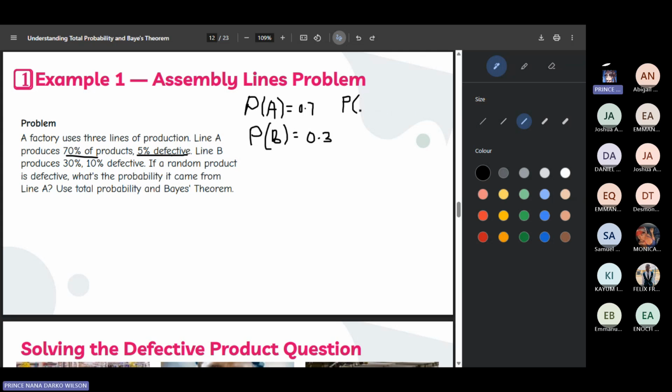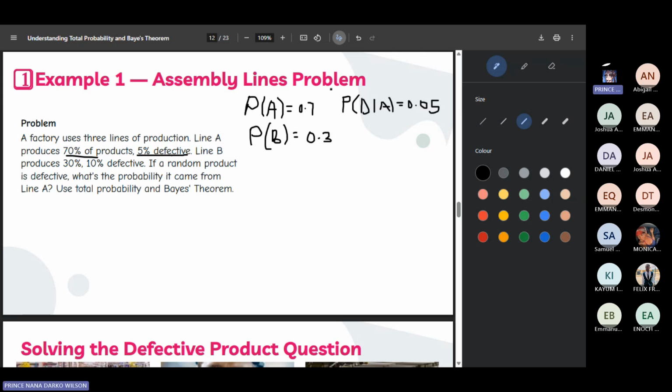The probability of picking a defective product, sorry, given that it comes from line A. That's what this means. And then that's giving us 0.05, right? So let me write that is equal to 0.05. We are writing 0.05 because it says a 5% defective rate.